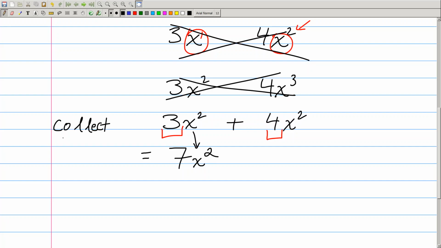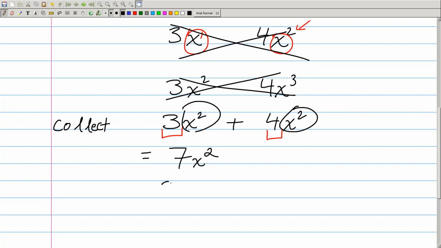It's like saying 3 apples plus 4 apples is 7 apples. It's the same concept, except we go a little fancy since it's algebra and we add a variable and some exponent. But it's the exact same idea. What you've done in grade 1 culminates here in 9th grade, I guess, with like terms and variable addition. So 7x squared, there you go.